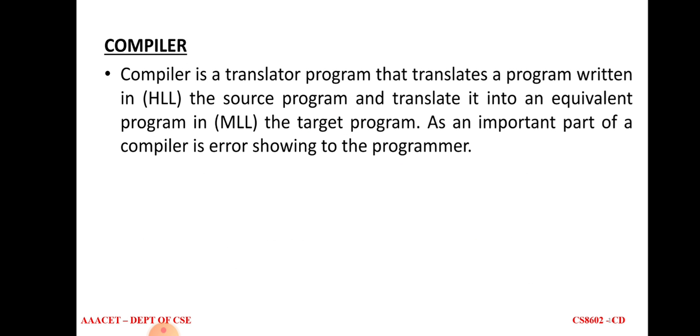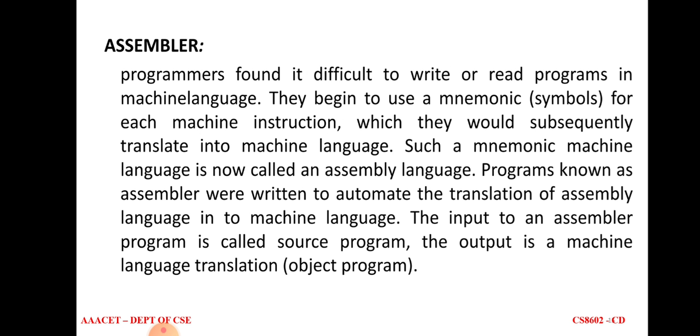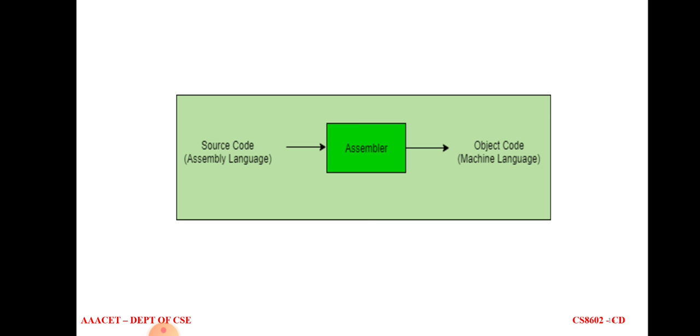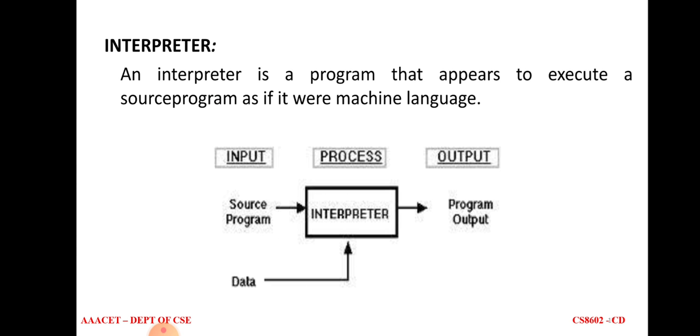Already we saw the compiler converts the high level language into machine level language or low level language. And the third one is the assembler. The assembler gets an assembly language program as input and produces machine level language as output. So it converts assembly level language into machine level language, because the assembler is also a translator.